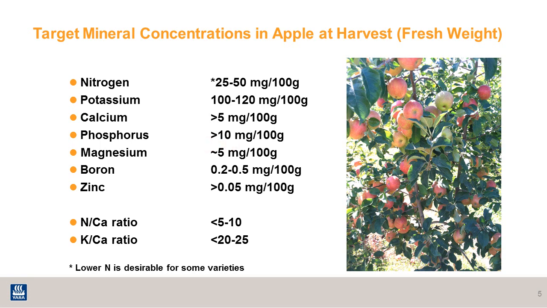Phosphorus, you want more than 10. Magnesium, you want about 5. Usually you want less magnesium than you do calcium. Boron, zinc, it varies a little bit. Then when you look at the ratios, you want ratios to be as low as possible. And for Honeycrisp, you want the ratios to be below 5 for that of the nitrogen and calcium. And for the potassium to calcium ratio, again, you want as low of a number as possible for Honeycrisp, usually around 20 or less.